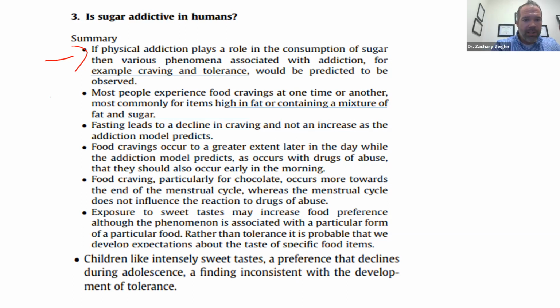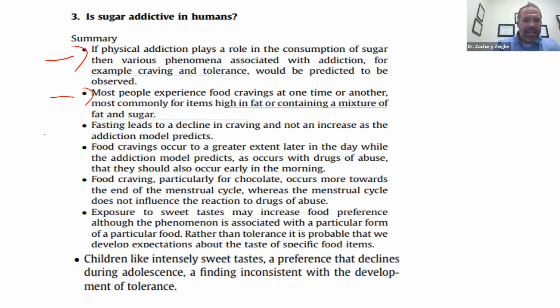Most people experience food cravings at one time or another, meaning we have to eat food to live. So our body has built biological mechanisms to make us crave food because we need the nutrients. That's not the same with drugs. And when we get these cravings, most commonly they are foods that are high fat or contain a mixture of fat and sugar. If I go all day without eating and I go home and I'm hungry, what am I going to eat? I'm going to eat whatever's there. I don't care if it's only sugar, suggesting I'm not addicted just to sugar.